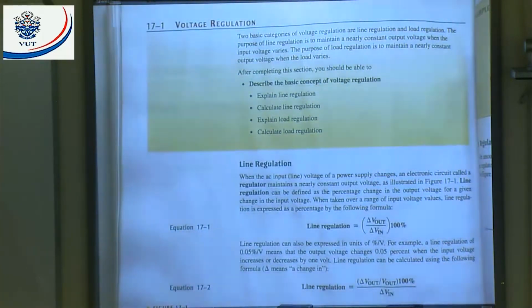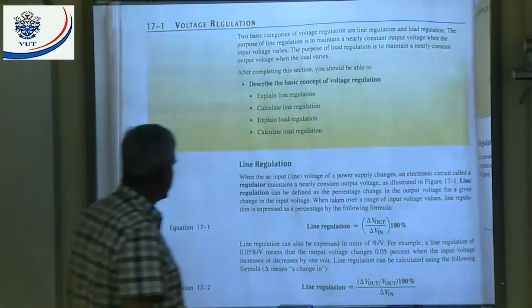All right, there's a few definitions. The first definition is line regulation. It's the change in output voltage divided by the change in input voltage, if you want to express it in percentage, times 100%. Or you can say line regulation is the change in output voltage divided by the output voltage, divided by the change in input voltage. That will be my line regulation.